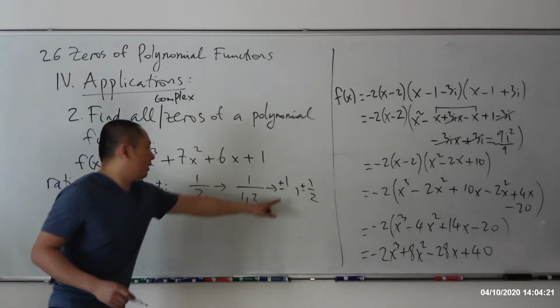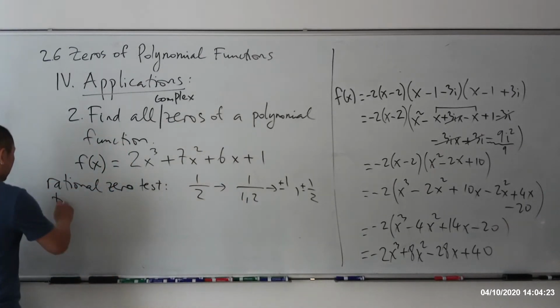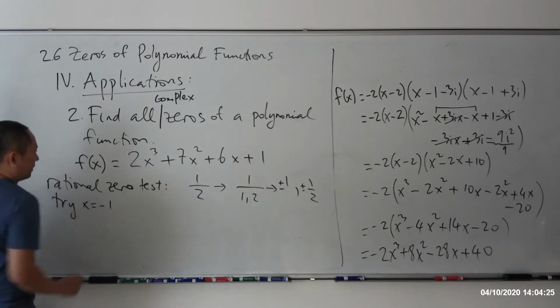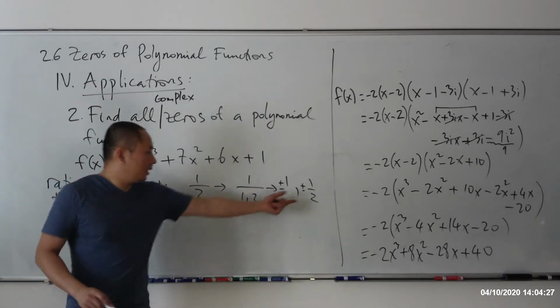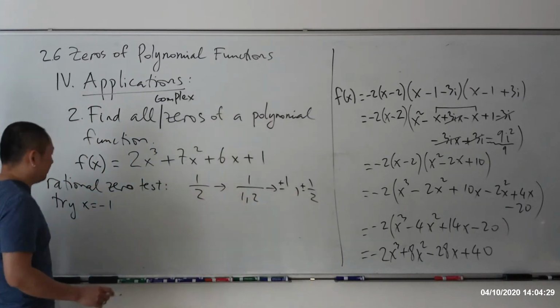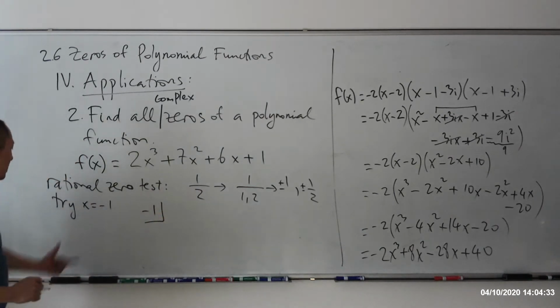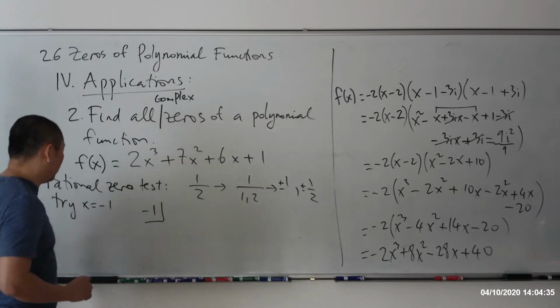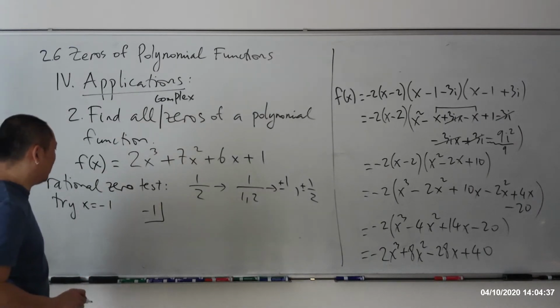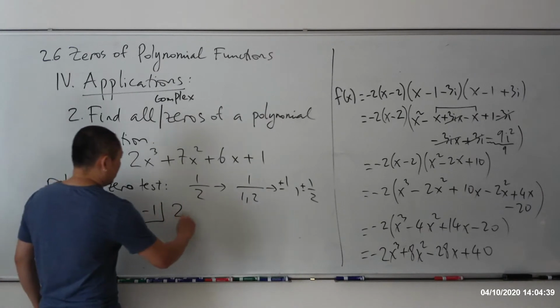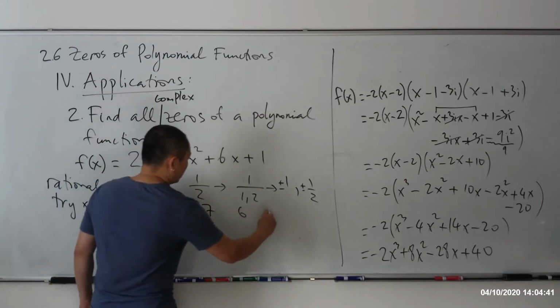I'll start with -1. Try x equal to -1. Okay, if it works, awesome. If it doesn't work, try -1/2. I'm going to use synthetic division because if it's 0, then when I do synthetic division, I get remainder equal to 0. Try it. 2, 7, 6, 1.